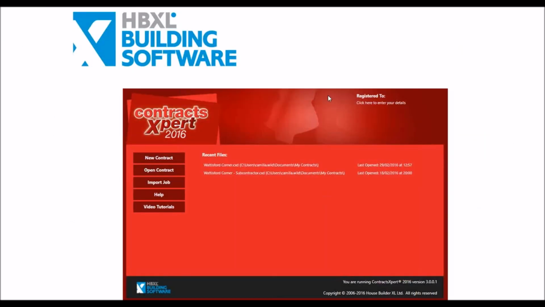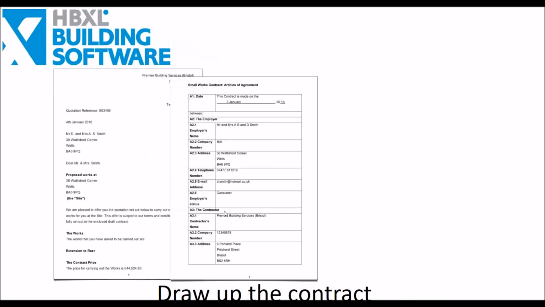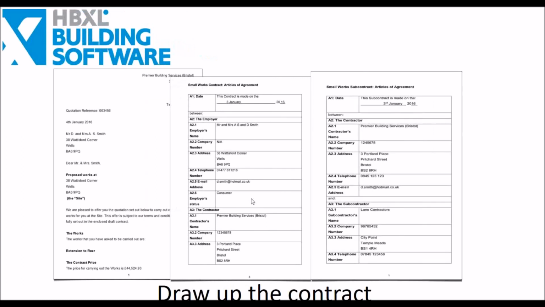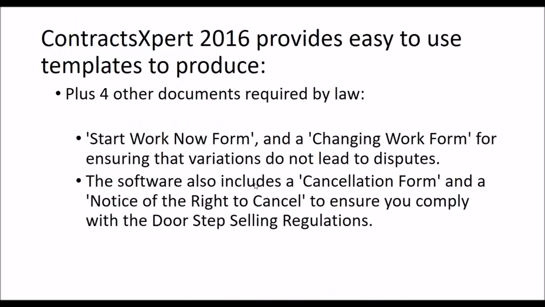ContractsXpert, again, very, very similar. You can import your job from EstimatorXpress. So you can actually draw up a contract between you and your customer that will list all the terms and conditions with regards to the contract itself. It will produce a small works contract as well as a subcontractor contract, and as I said, you can also import your estimate from EstimatorXpress.